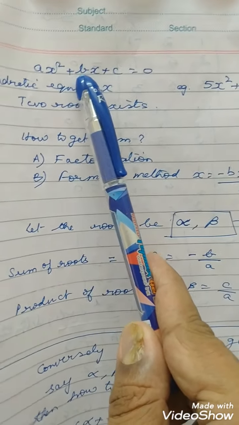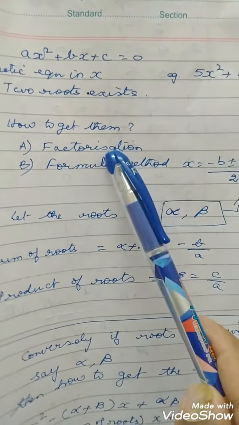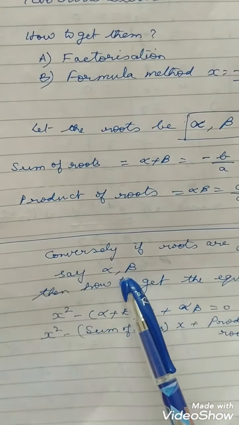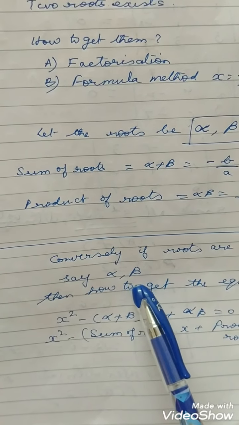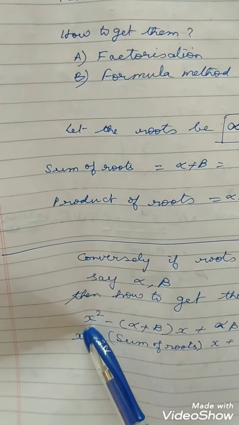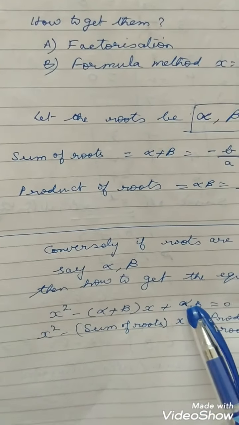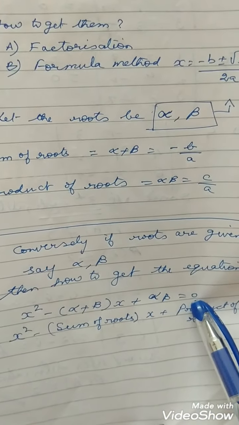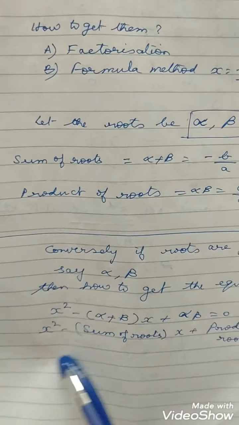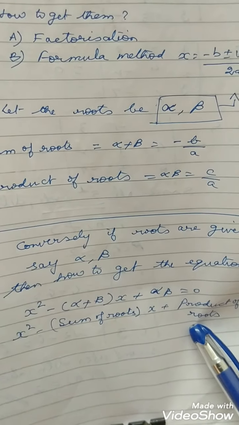I repeat again, equation was given, you knew how to find out the roots. Two methods. Next, when the roots are given, how do you get the equation? So the formula is x squared minus sum of the roots into x plus the product of the roots is equal to 0. This is how you get the equation.